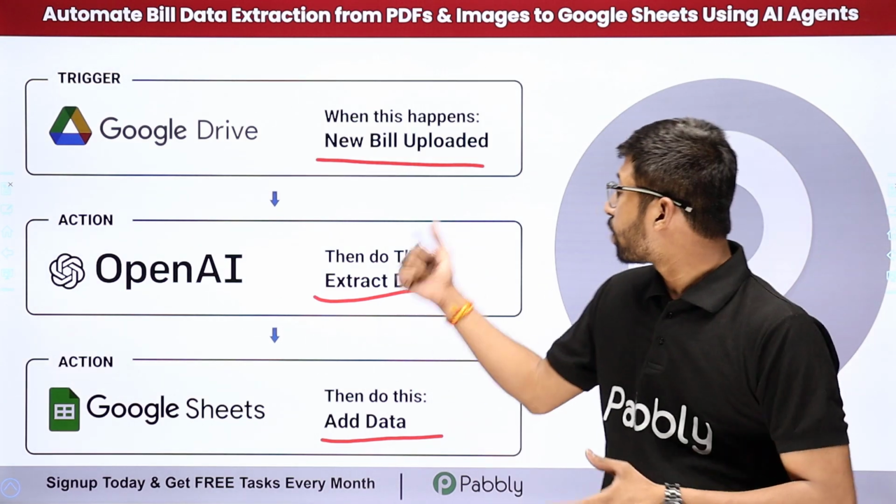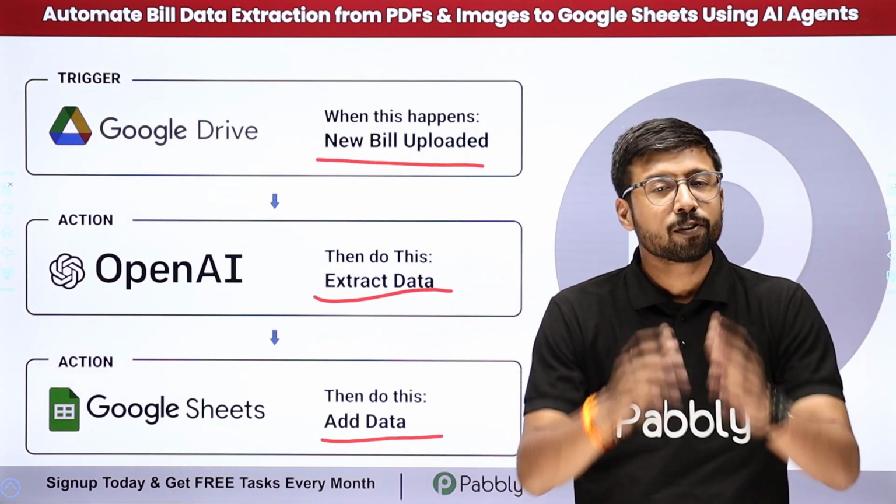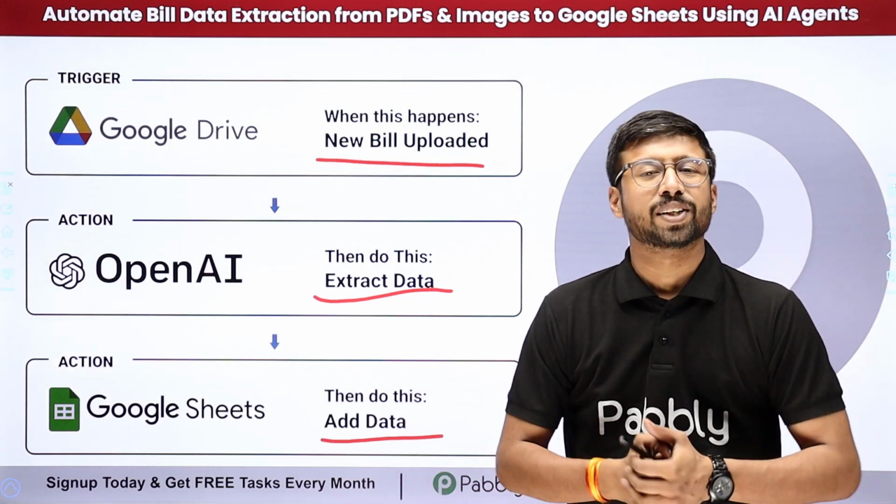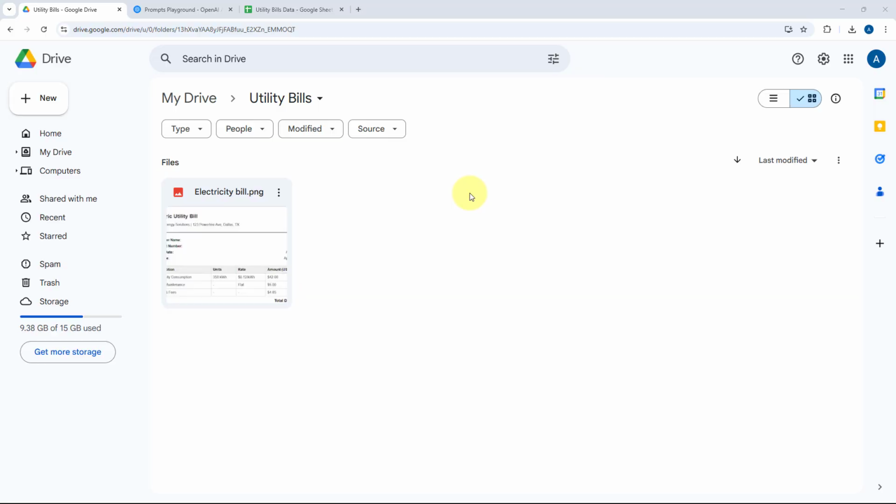Now, if you want to learn how you can build this AI agent all by yourself, for that, let me just take you to my screen. So as you can see, this is my Google Drive folder. And in this particular folder, all the bills I get, all the utility bills I get, I upload the images or PDF file of all of those bills.